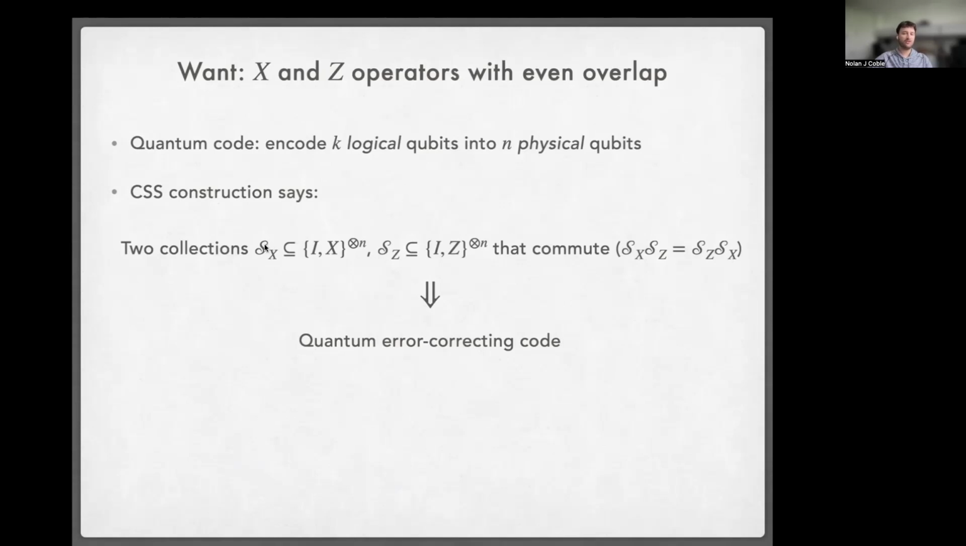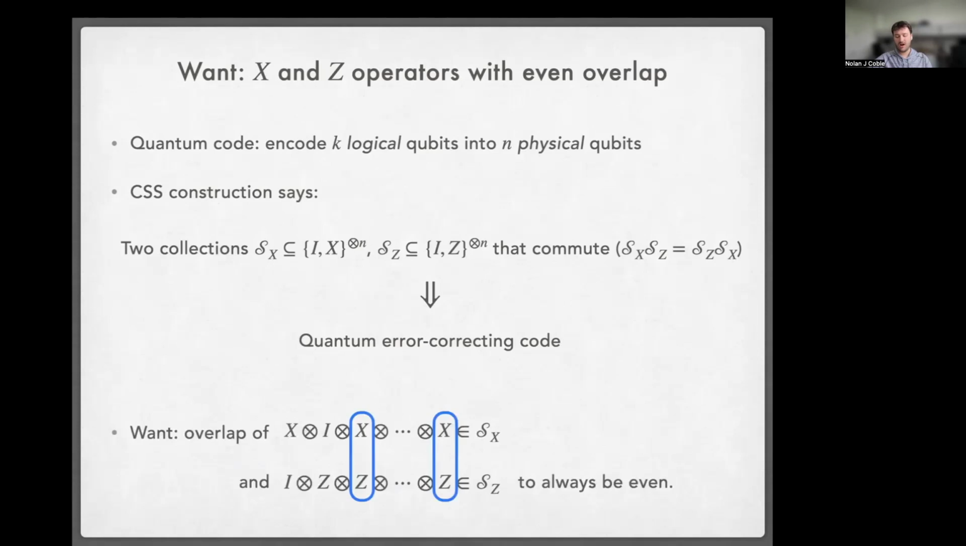What the CSS construction entails is that I need two collections of Pauli operators: X-type operators, which are tensor products of identity and X, and Z-type operators. And I need these two collections to commute. If I have this property, then the CSS construction tells me there's some way to construct a quantum error-corrected code. Operationally for this talk, what this means is we're going to be trying to construct X-type and Z-type operators where the overlaps of their supports is always even. And the CSS construction tells us that we get out a quantum error correcting code from this.